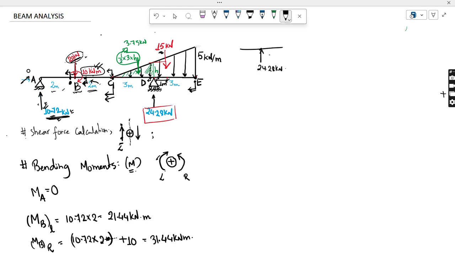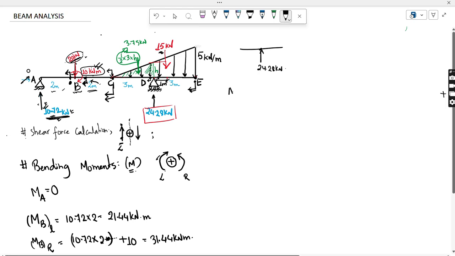24.28 kilonewton, but there is no couple acting at point D, so you don't need to do left and right. In the case of bending moment, unless there is a couple or a moment acting at that point, you don't have to do left and right. Only in the shear force diagram, if there is a vertical force acting, you should do left and right. Unless there is a couple, you should not do anything in bending. Okay, so now just proceed further for the moment at point D.